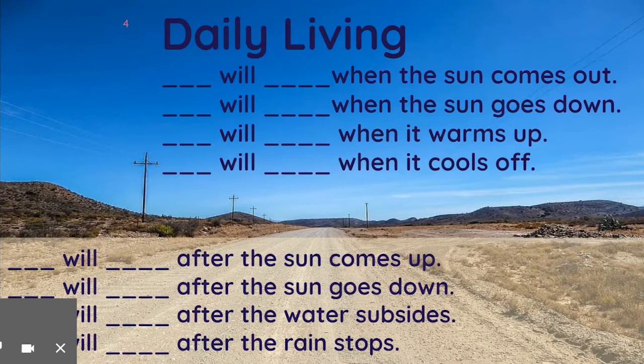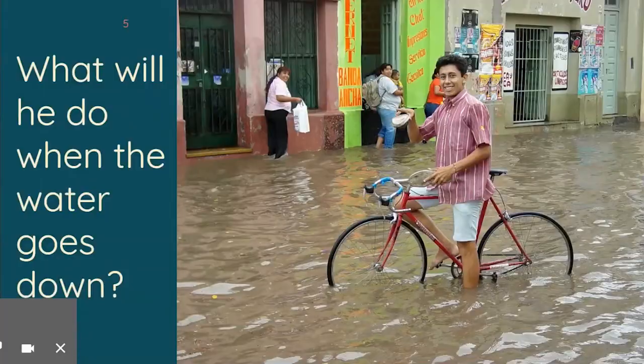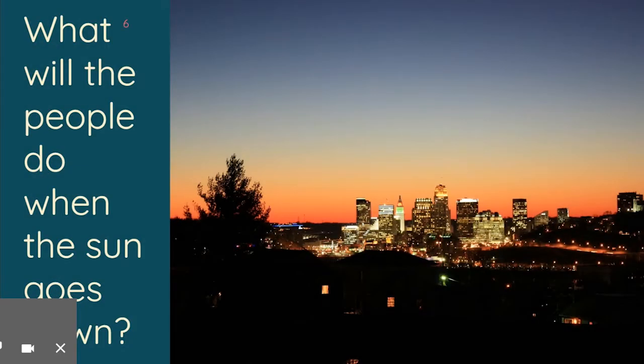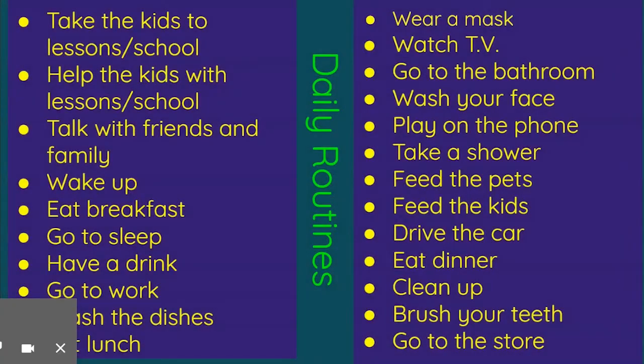So maybe I will clean the car when the sun comes out, right? So talk about using the noun, the helping verb will, and then your regular present tense verb to convey these thoughts, right? Right, so we'll practice some scenarios. We'll say, what will he do when the water goes down? What will the people do when the sun goes down? Write some sentences, think about it. We'll put it in the quiz.